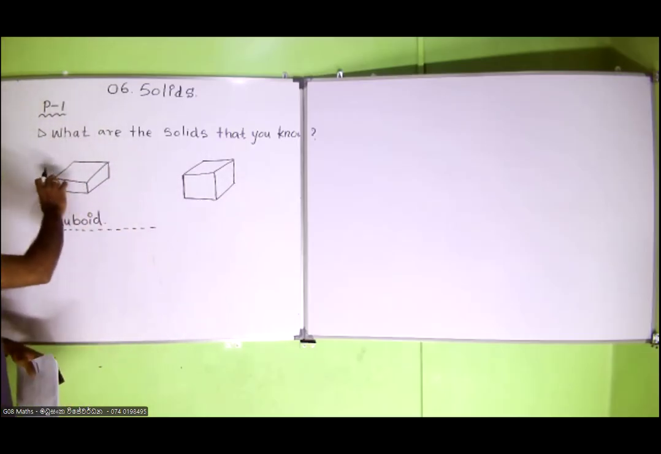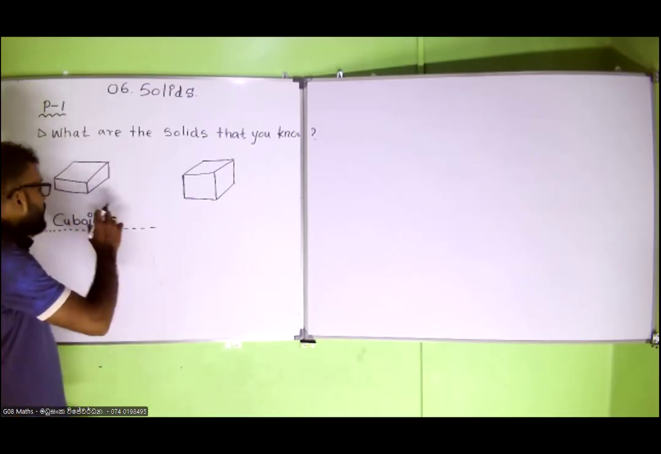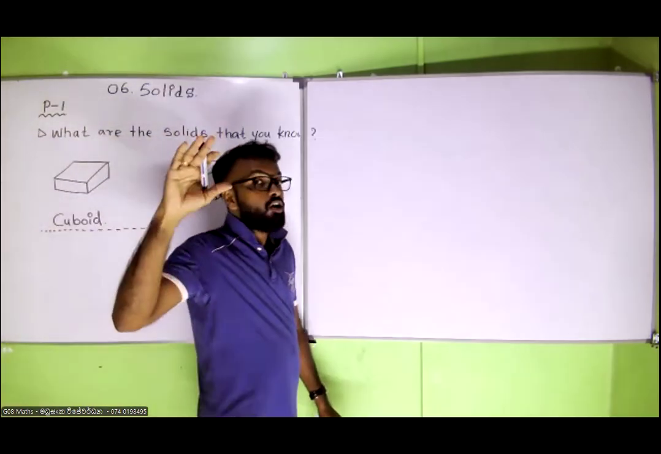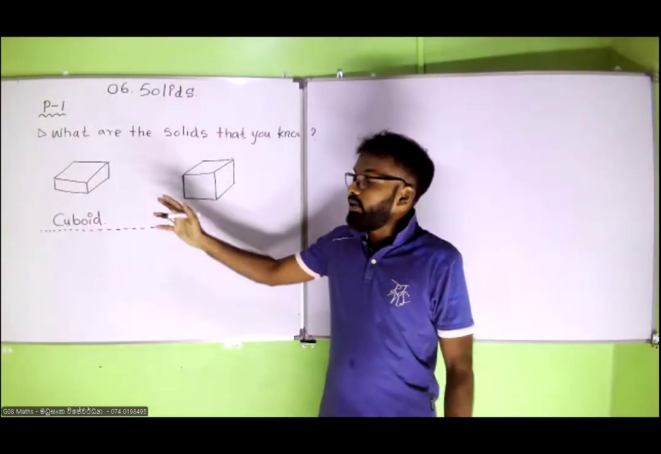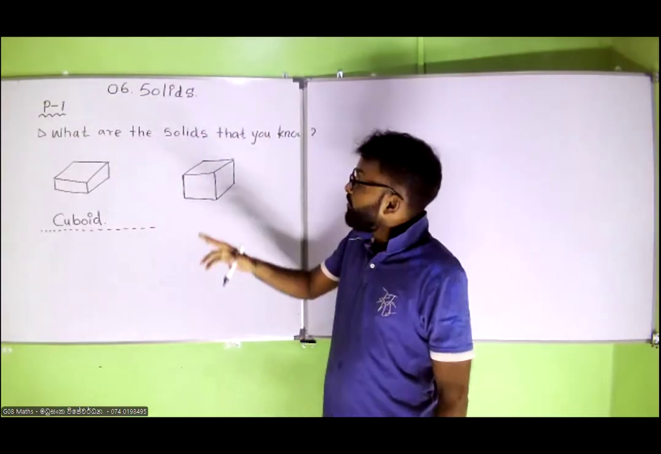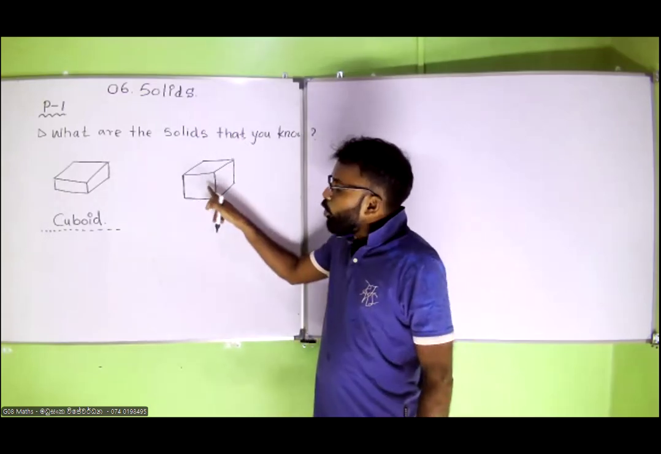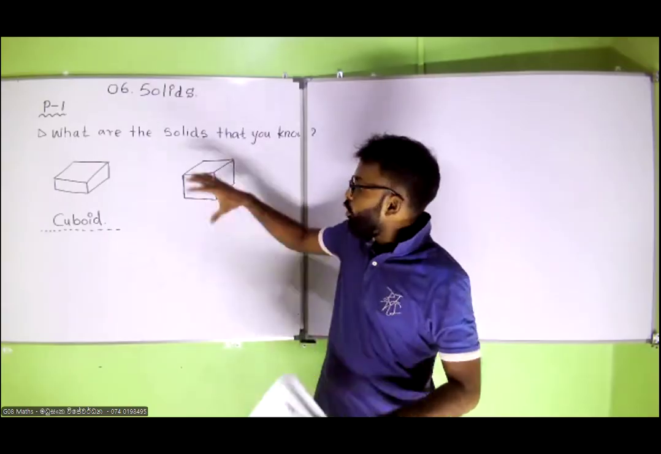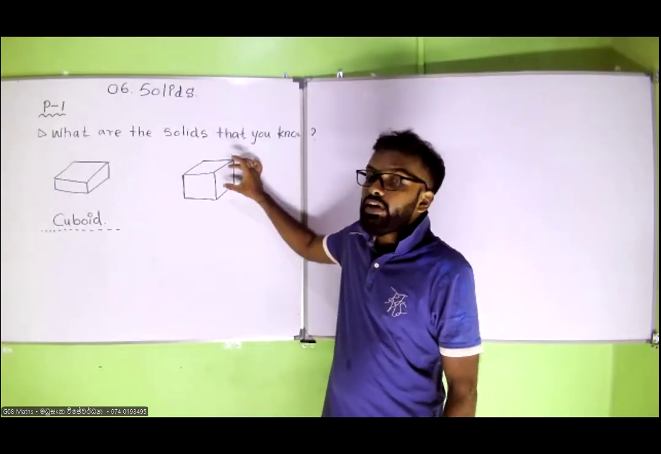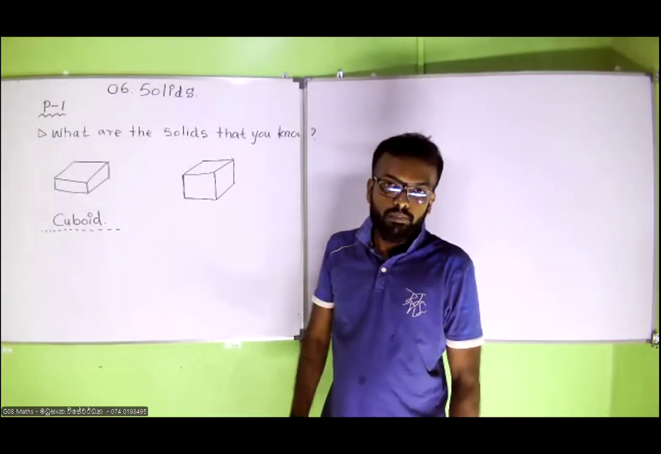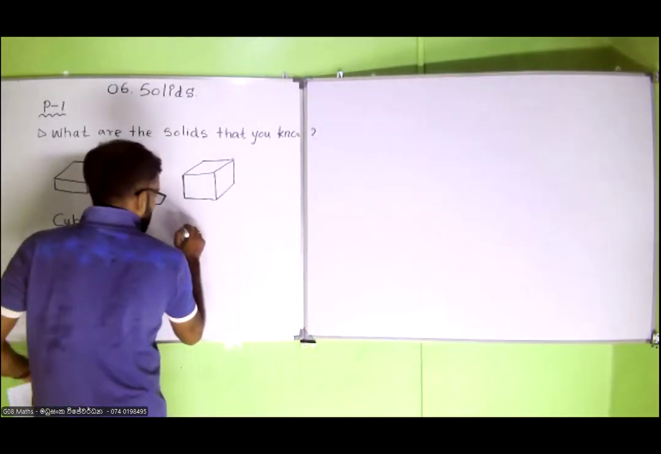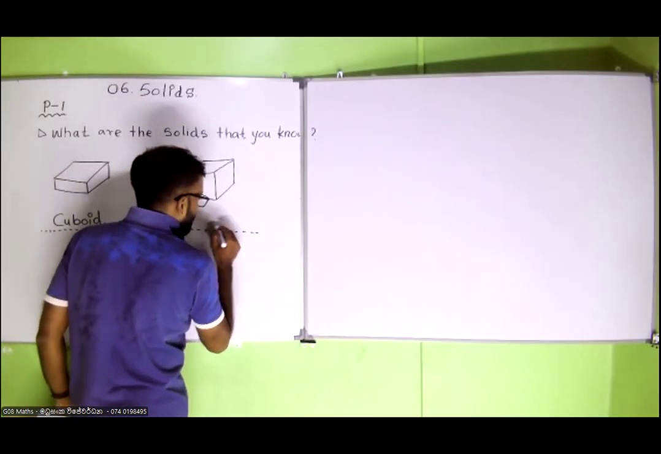This is a cuboid, right? A cuboid's faces are not identical. But when it comes to this figure, all the six faces are identical, and the shape of one face is a square. So we call this a cube. You already know that we call this a cube.